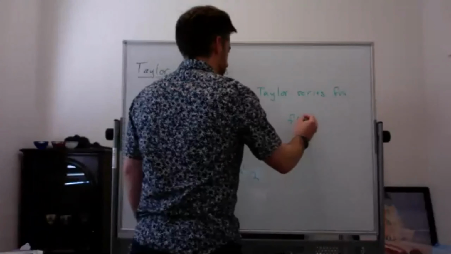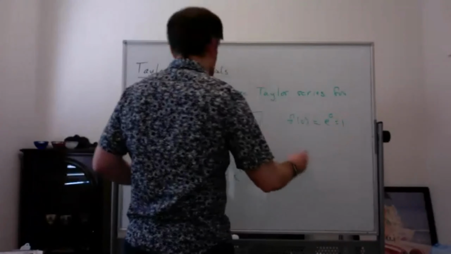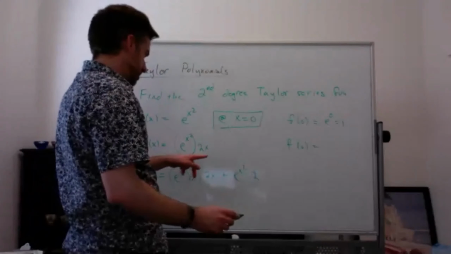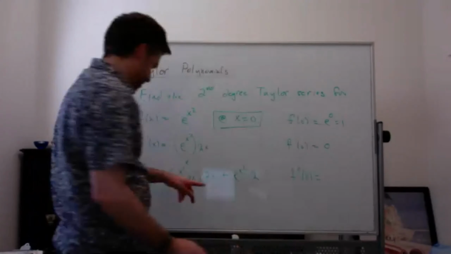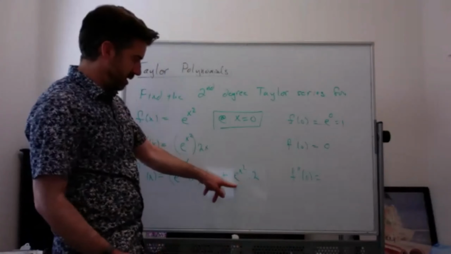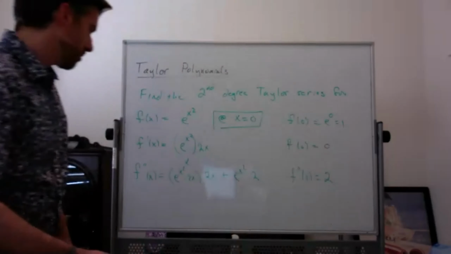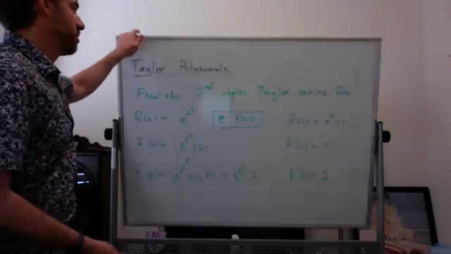So f of 0 is e to the 0, which is 1. F prime of 0 is e to the 0 times 2 times 0, which is 0. And f double prime of 0 is, again, a 0 here, but we have e to the 0 times 2, which is 2. Okay, so then we just have to throw everything into the formula. This is where you kind of have to remember what the Taylor polynomial is.